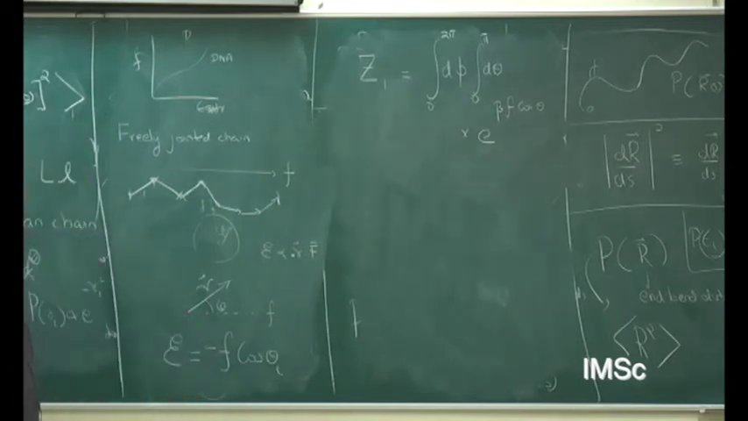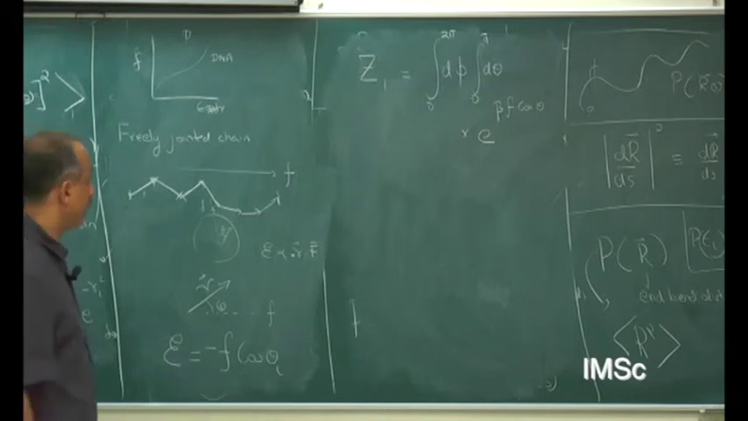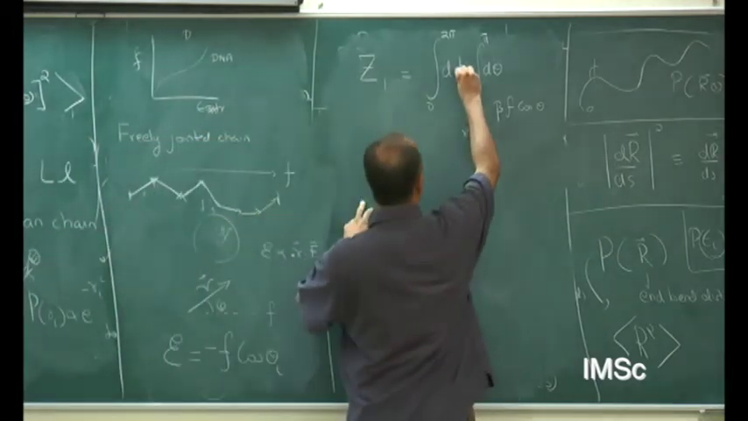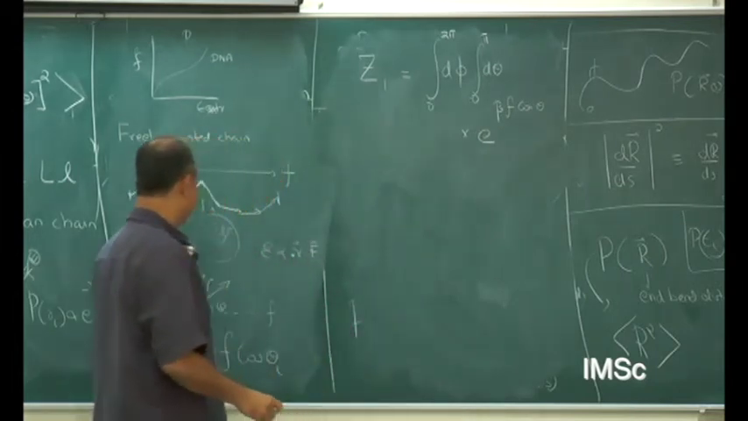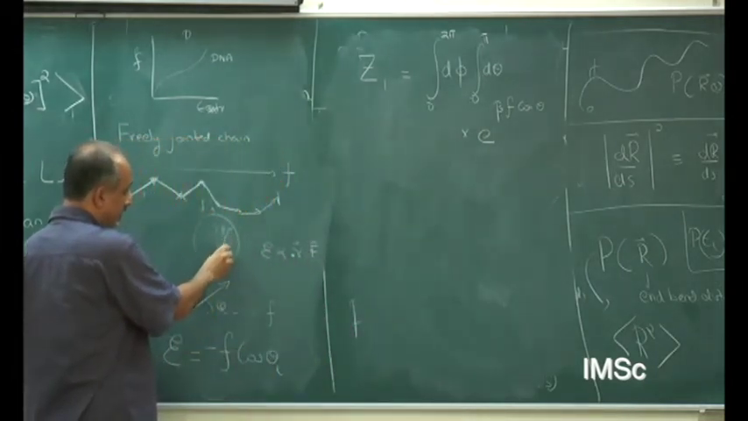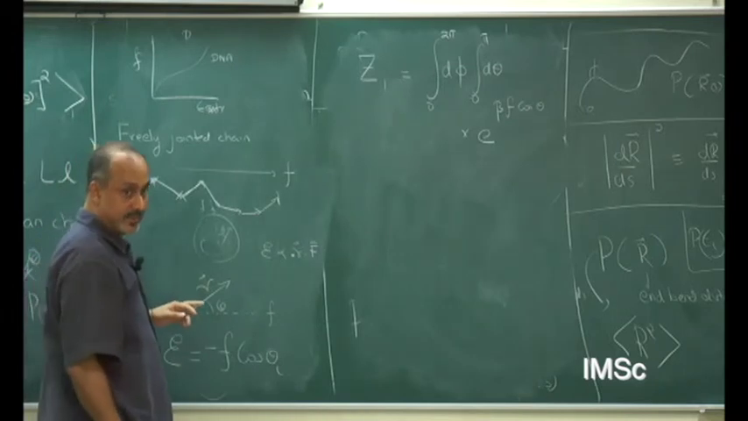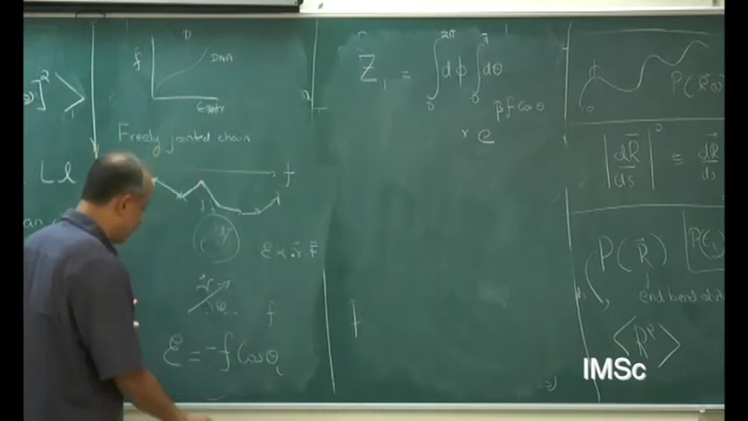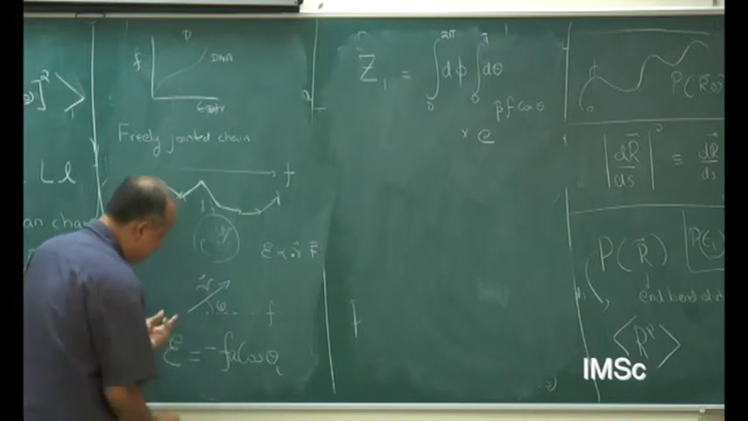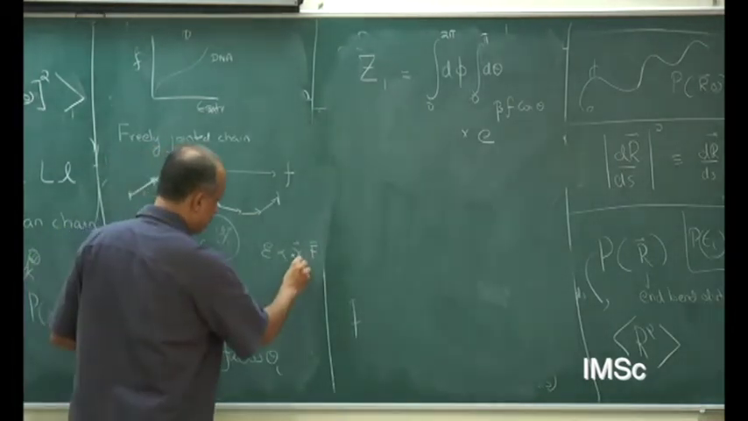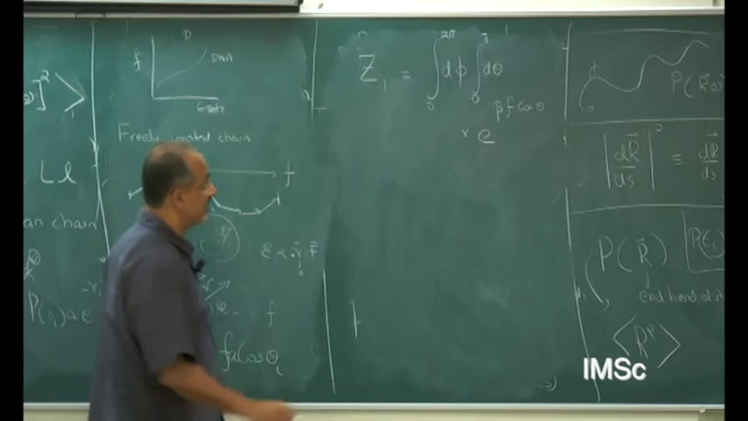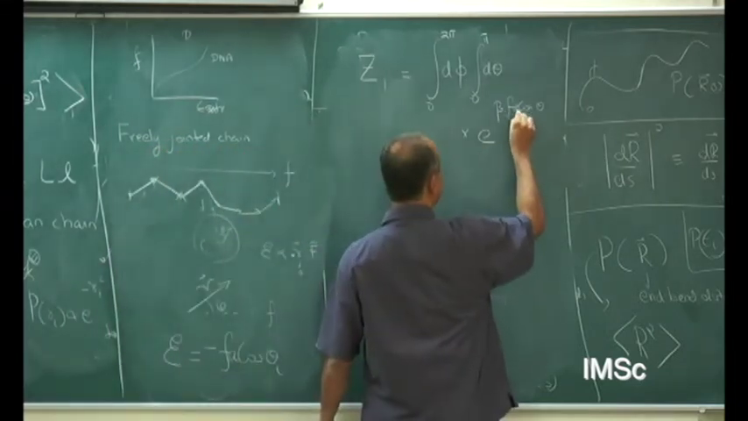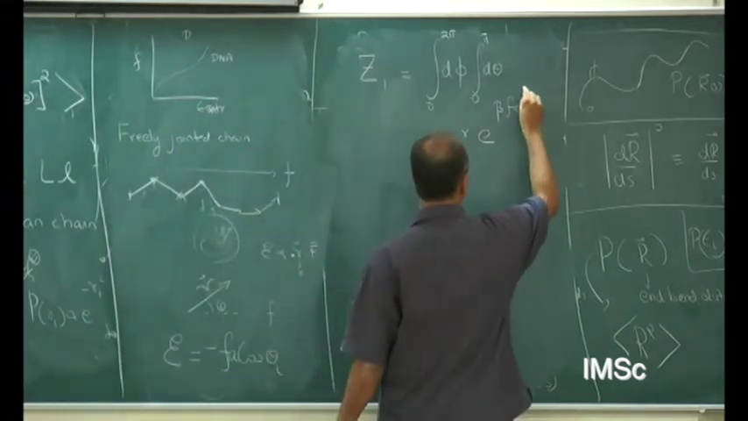What is p? Small p? Is that d phi? Oh, sorry, d phi. So here that is the azimuthal angle. This is called the polar angle. This angle here is called the azimuthal angle phi. And the energy doesn't depend upon that. Sometimes it's convenient to put in the size of this bond itself here. So if the size of this is a, I can put an a here. That just contributes a beta f a times cos theta, where a is the bond size.